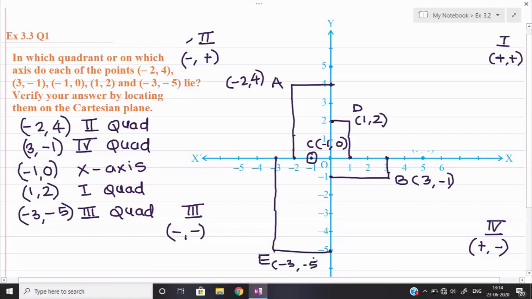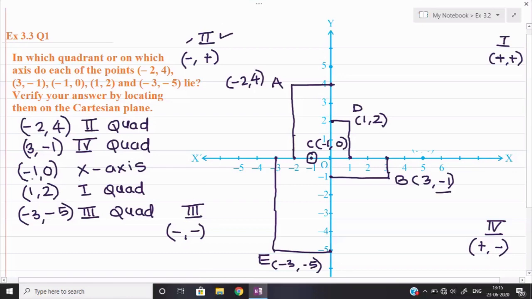Now students, see, in this question we were required to verify it. So now see whether our answer is correct or not. Minus 2 comma 4, you observe, what answer we have written? Second quadrant. Observe, minus 2 comma 4 lies in the second quadrant only. Similarly, 3 comma minus 1 lies in the fourth quadrant. Observe, 3 comma minus 1 lies in the fourth quadrant here, right?